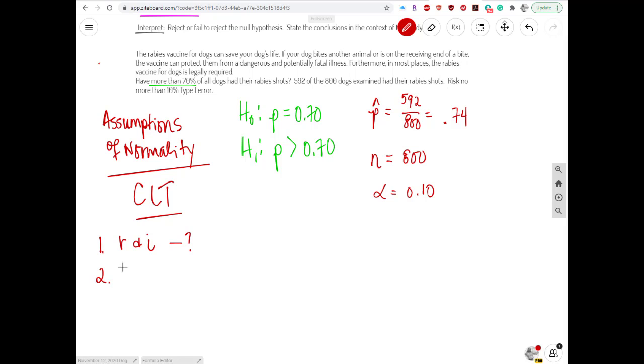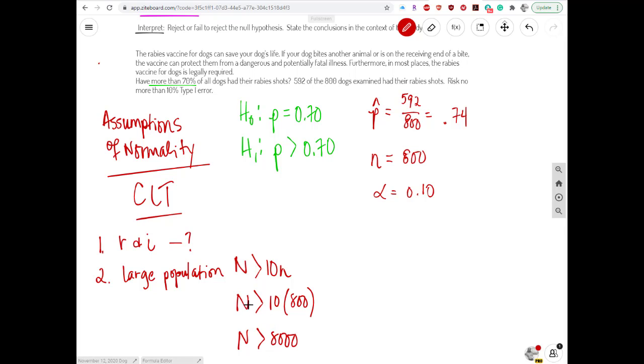The second one is that we need a large population. The population, big N, has to be bigger than 10 times the sample size. So big N has to be bigger than 10 times 800. And 10 times 800 is 8,000.